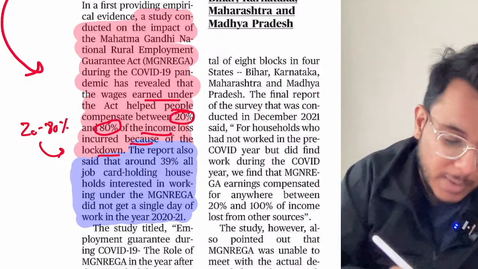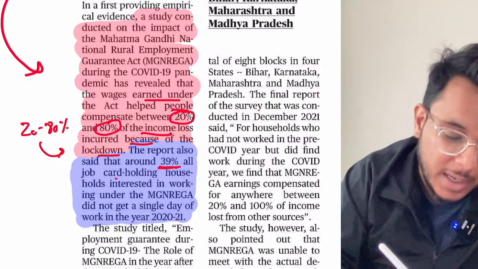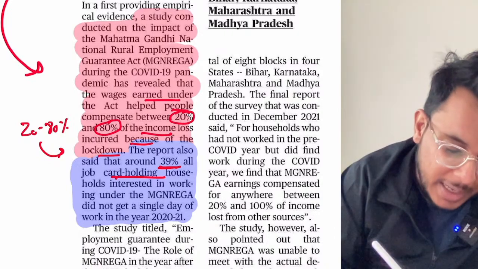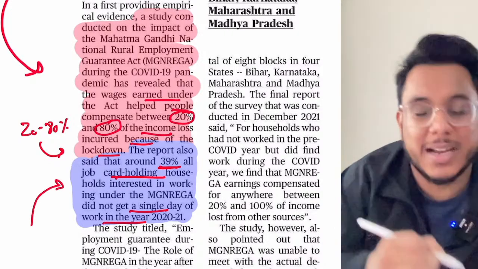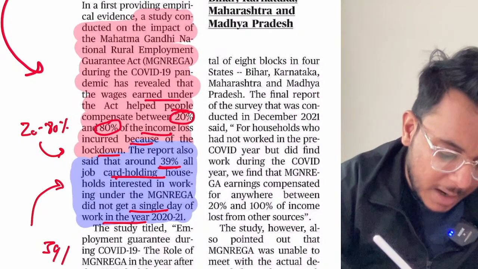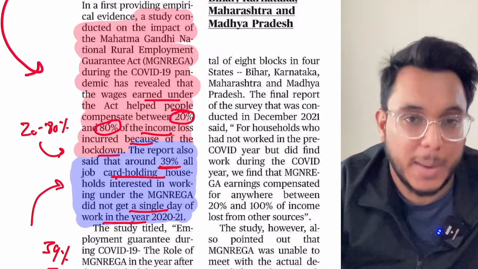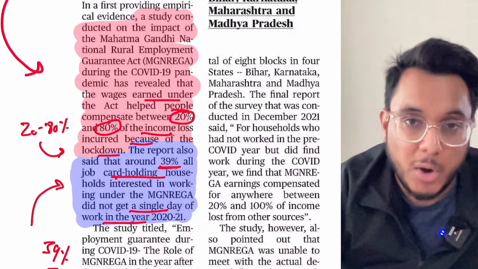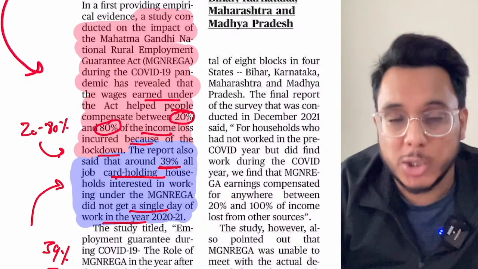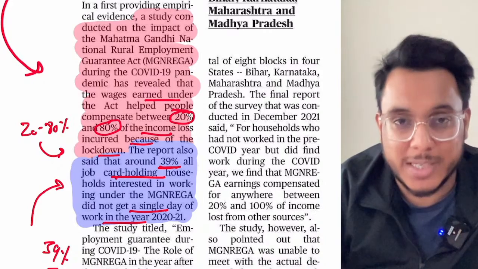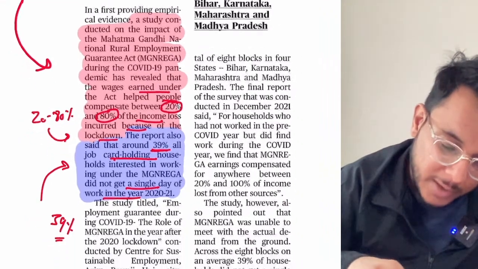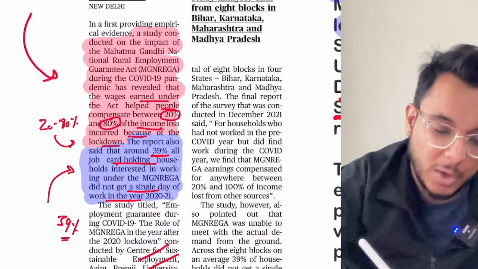The report says that 39% of the job card holding households who were interested in working under MGNREGA did not get a single day of work. So this is a disheartening, negative side of this. Why did this happen? Because there was a funding limitation under MGNREGA. Though the funding got extended, still 39% of households did not get the support. Is it clear? Fine. So these are the important findings of this report.